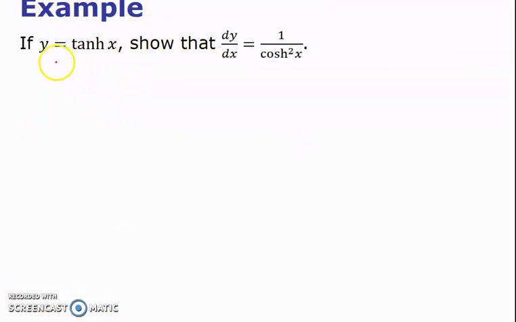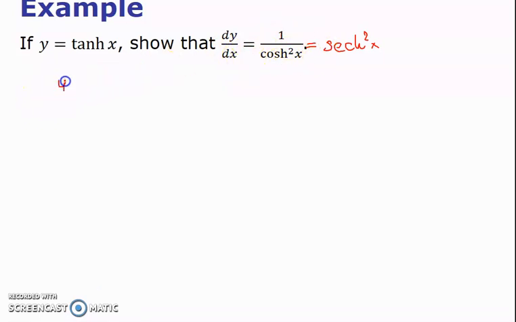Alright, now this is my proof then. So it says y equals tanh x, show that dy by dx is this. And of course this is another way. I just told you that 1 over cosh was sech. So this is another way of writing sech squared. So just be aware that that's effectively a standard proof.